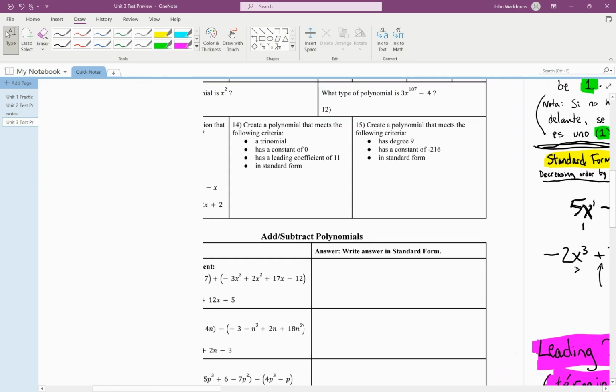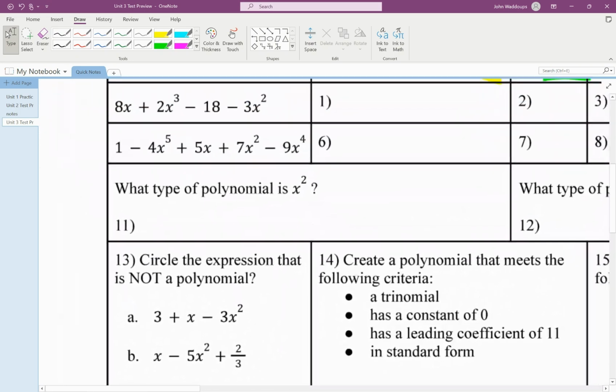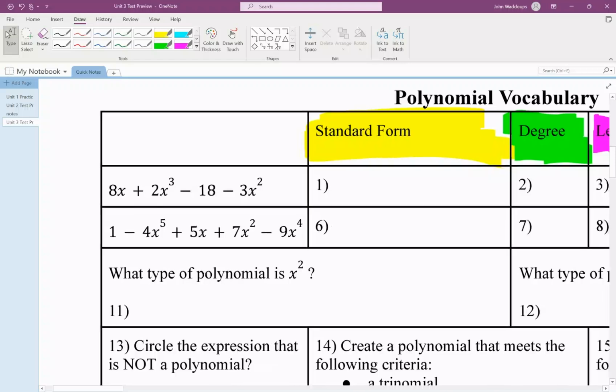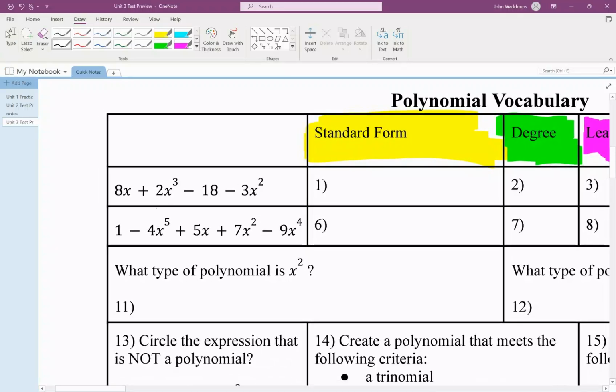So over here, when it says, what is this in standard form? Again, this is degree 3, so we're going to say 2x cubed minus 3x squared plus 8x and then minus 18. And then go ahead and do number 6 while we're out of here.